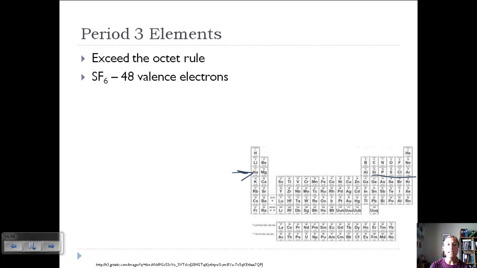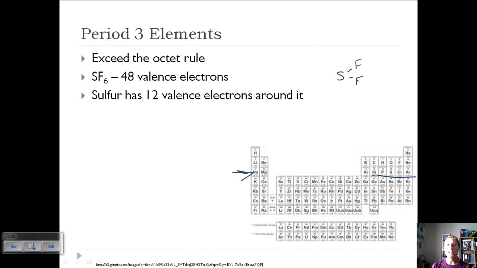So if we look at something like SF6, it has 48 valence electrons, and so its center atom can exceed that octet rule. Sulfur is going to end up having 12 electrons around it. So we have sulfur and then our 6 fluorines. And since sulfur is our central atom, there's really nowhere else for these fluorines to go. And since sulfur can accommodate more than 8 valence electrons, this works out. And so each of our fluorines is going to have 3 lone pairs, or counting up to 6.